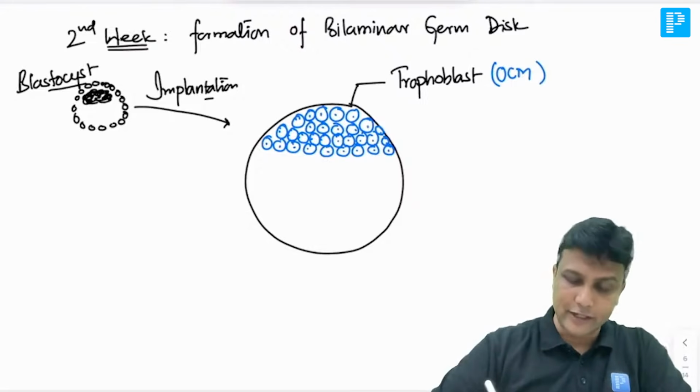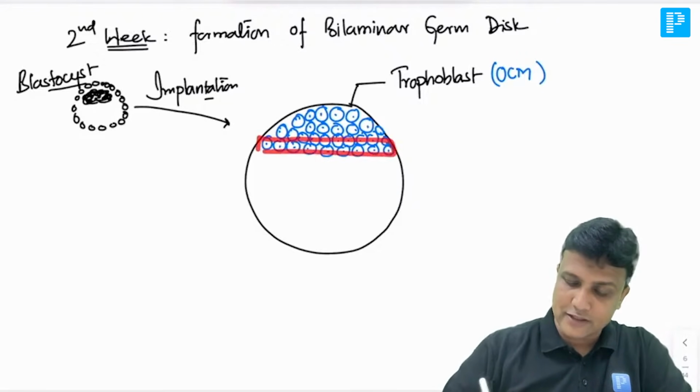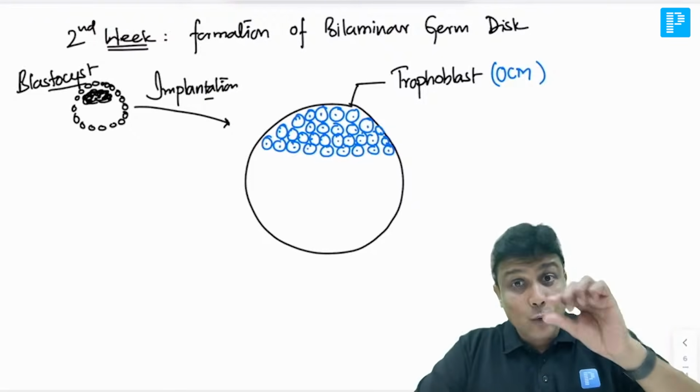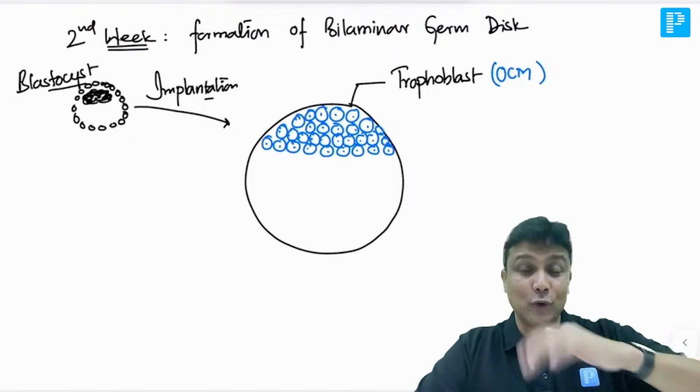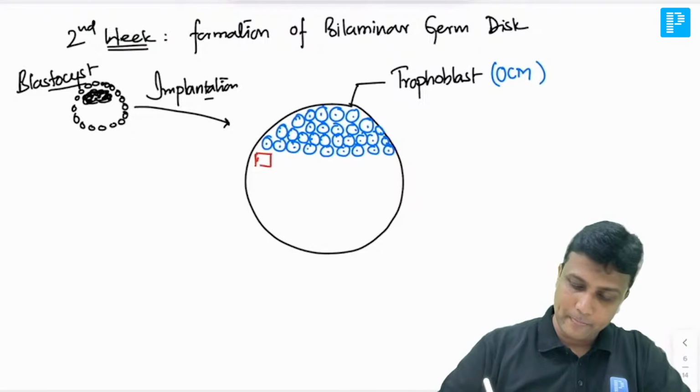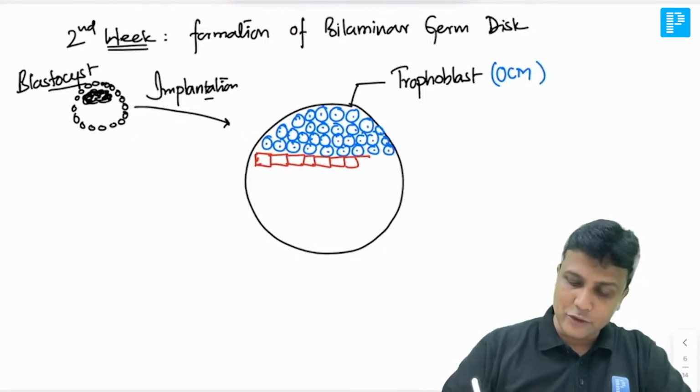Observe this very carefully, my dear friend. Only one layer of the inner cell mass, which is towards the cavity here, which is towards this cavity. Only that one layer will be modified. Those cells will be modified into cube-shaped cells. This one layer only is modified into cube shaped. What I'm trying to tell you is that it is not all the cells of the inner cell mass.